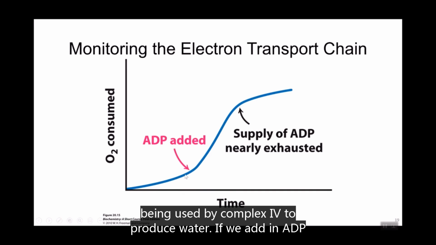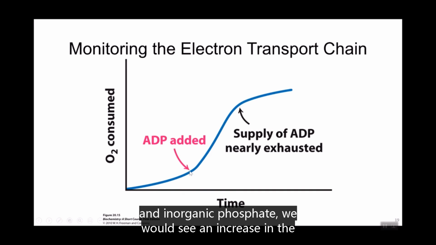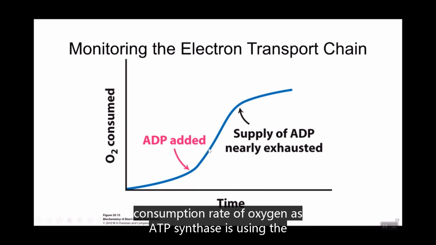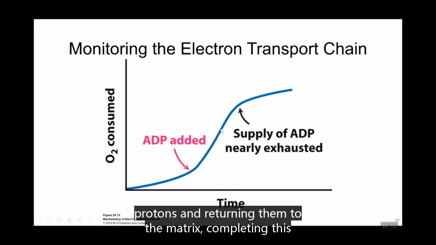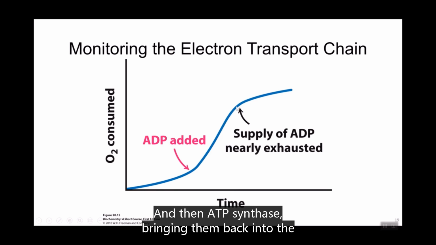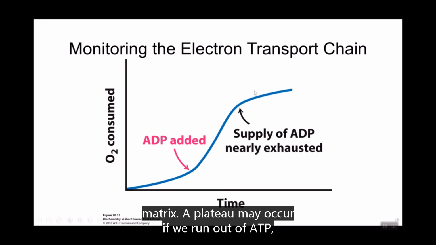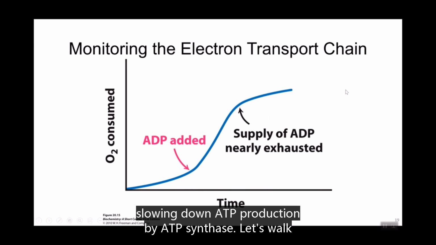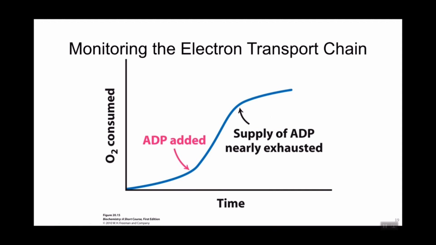If we add in ADP and inorganic phosphate, we would see an increase in the consumption rate of oxygen as ATP synthase is using the protons and returning them to the matrix, completing this cycle of complexes pumping them into the intermembrane space, and then ATP synthase bringing them back into the matrix. A plateau may occur if we run out of ADP, slowing down ATP production by ATP synthase. Let's walk through a few experiments.